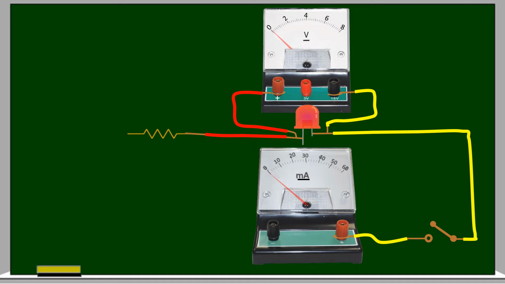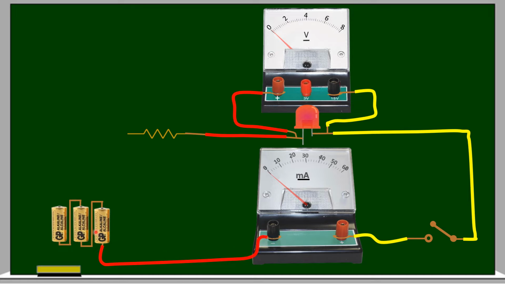Now I will further increase the voltage between the two terminals of the LED. See here, I am using 3 dry cells connected in series. Okay, let us complete the circuit. Now close the key here. Now the LED is glowing more. It is on and current is passing through the LED.